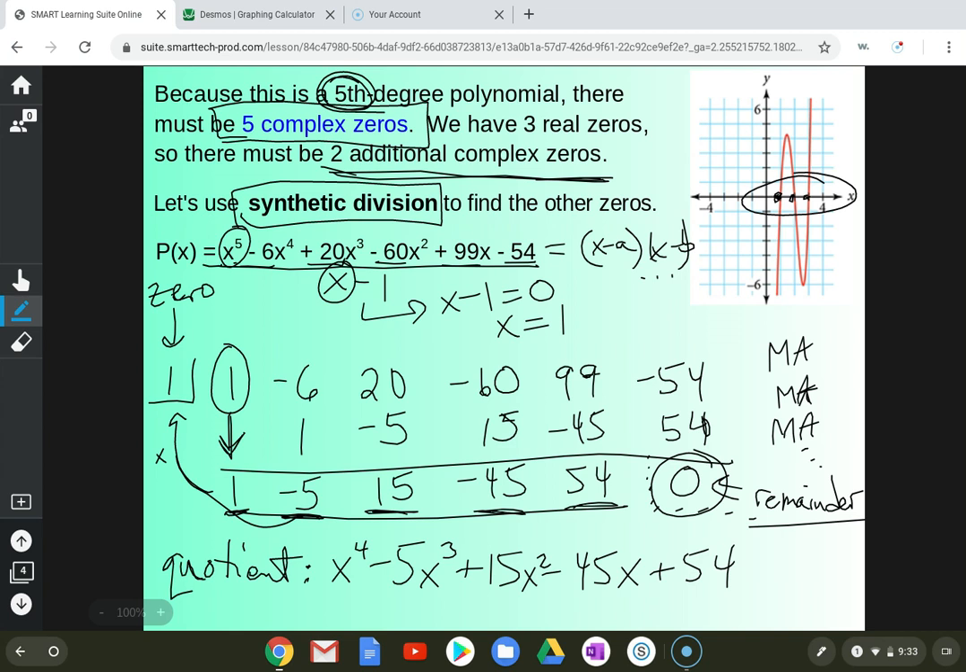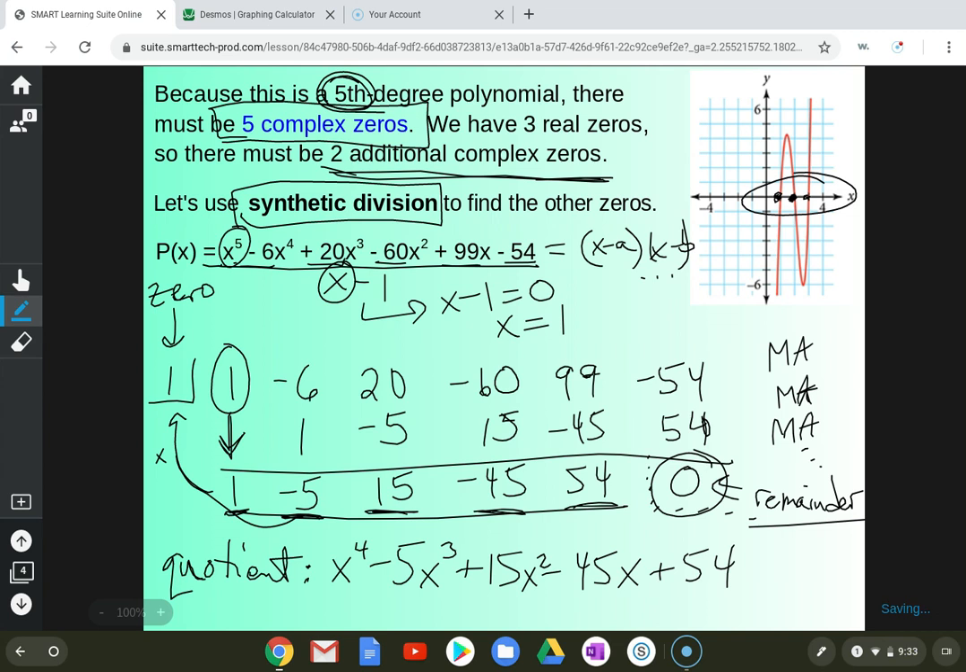All right, but we are no closer to getting to those two complex zeros. I don't know how to factor this thing. How do we find those last two complex zeros? We're going to have to synthetically divide again, but it's going to go faster this time. So we're going to go ahead and go to the next page, and we're going to divide x equals 2 out of this quotient right here.